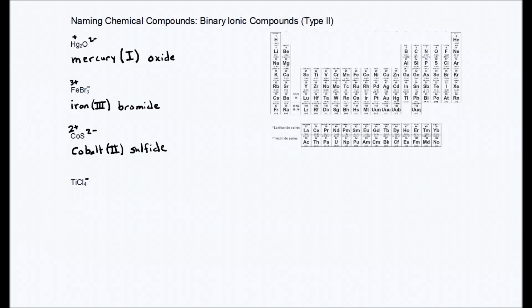Here I have titanium and chlorine. Chlorine from the periodic table has a -1 charge. I've got 4 of them for a total over here of -4, or 4 minus charges. This 1 titanium has to counter that, so it has to have a charge of 4 pluses. And therefore, I name this titanium(IV) chloride.